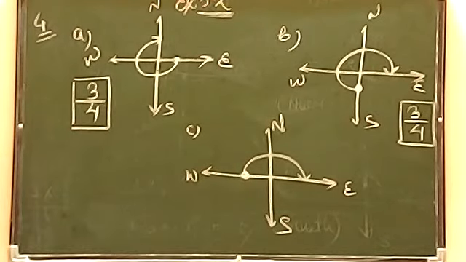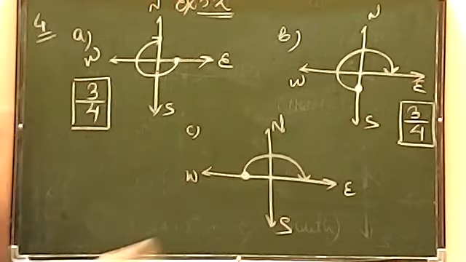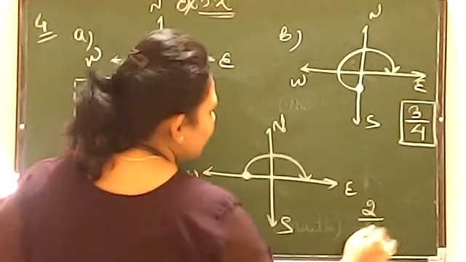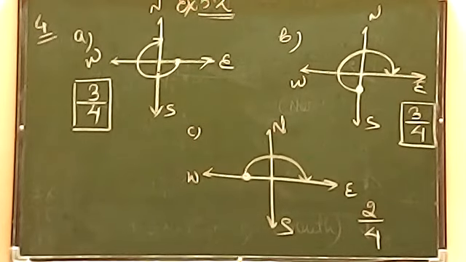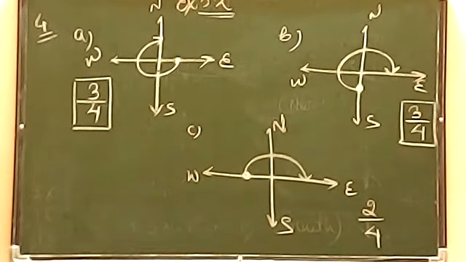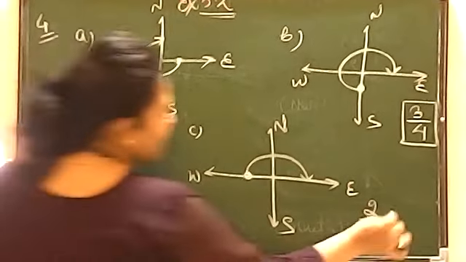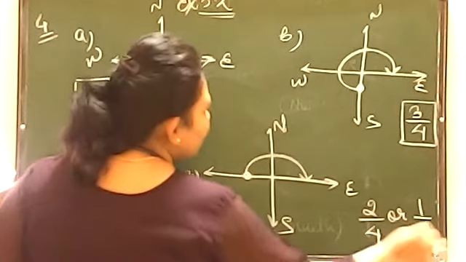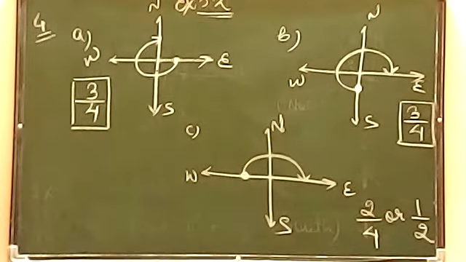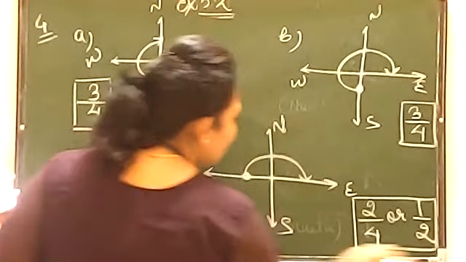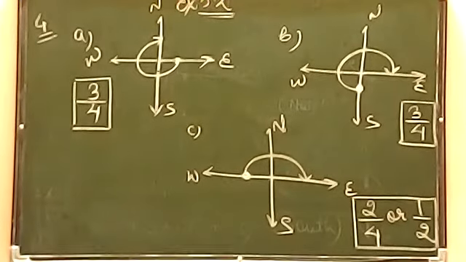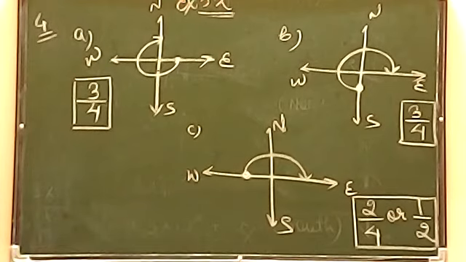Yes, absolutely right. 2 portions out of 4. 2 portions out of 4 means 2 by 4. Or 2 by 4 ko we can write one more thing. Can you please tell me what can we say? 2 by 4 ko we can say one more thing. What can we say now? Yes, absolutely right. It's 1 by 2. 2 by 4 or 1 by 2. So both the answers are very correct. So now this question is also completed. So question number 4 is done now.